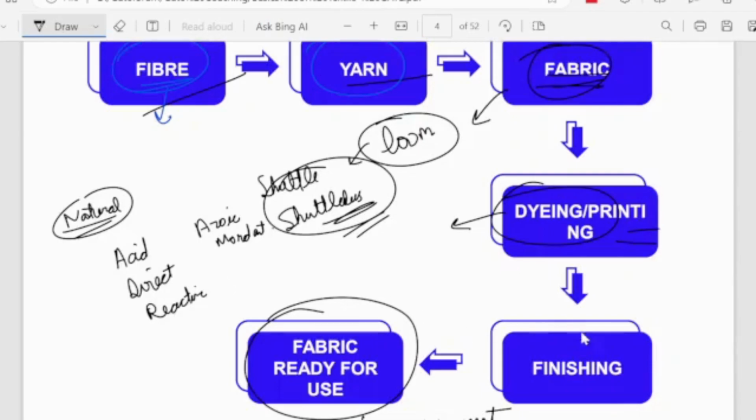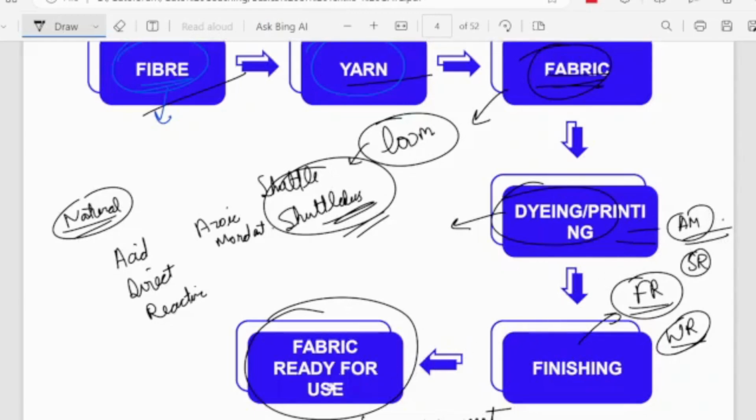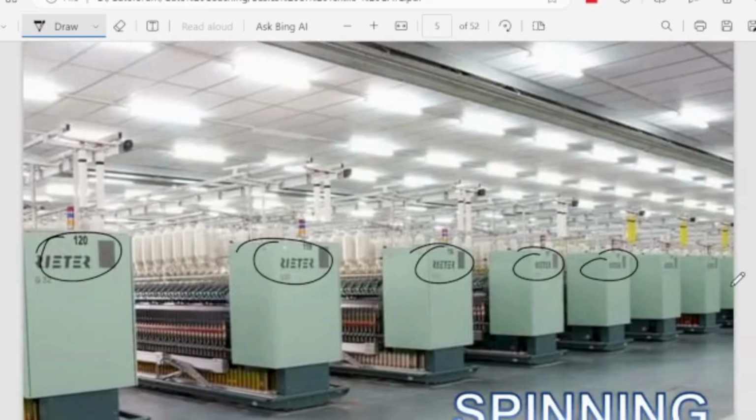Then you do finishing treatments. In finishing, you can do flame retardant finishing, water repellent finishing, and other finishes including soil removal finishes, and antimicrobial finishes, and then finally the fabric is converted into ready fabric. This is FRD. So you can see these are spinning machines.